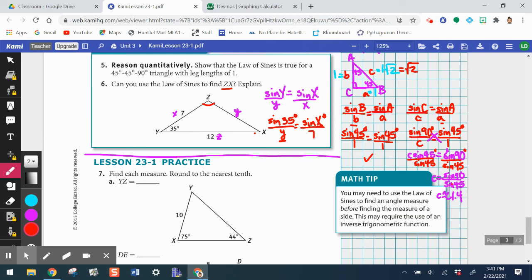So that is the end of lesson 23-1, learning the law of sines. And hopefully we have a pretty good grasp of how to apply the law of sines. And if you need more assistance with that, be sure to tackle the lesson 23-1 practice below.